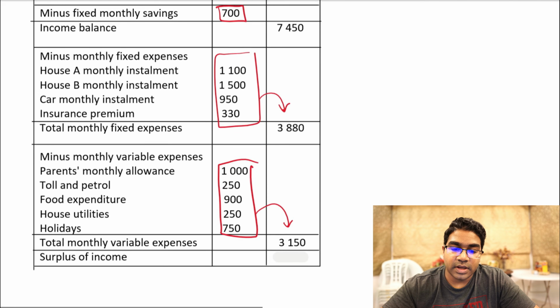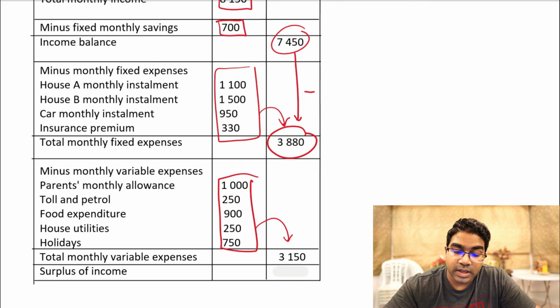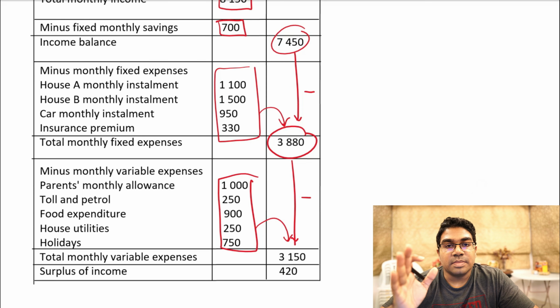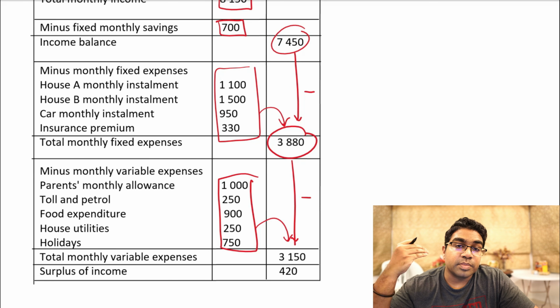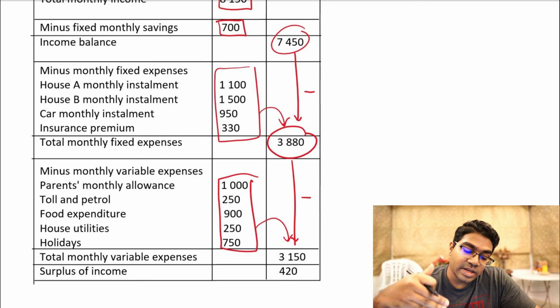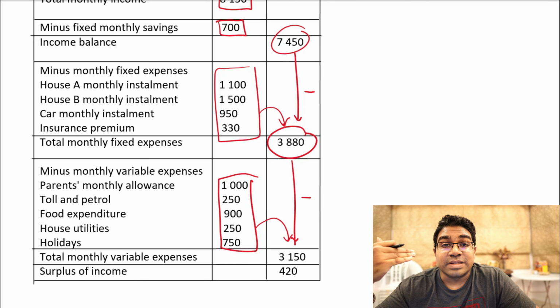Surplus of income can be calculated from income balance, and then we subtract the fixed expenses and subtract variable expenses, and that would be the surplus. So this surplus value can be positive or negative. If it's a positive value, that means cash flow is positive. If it is a negative value, it's not a surplus, it is a deficit, and cash flow is negative.